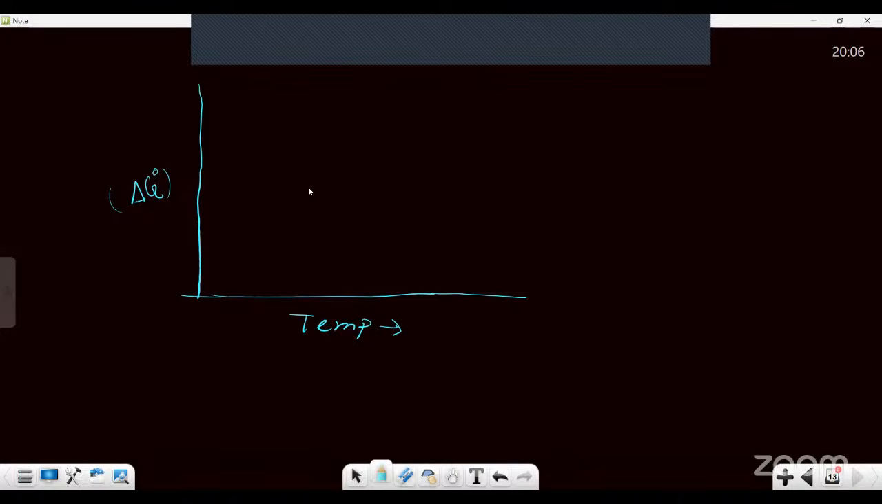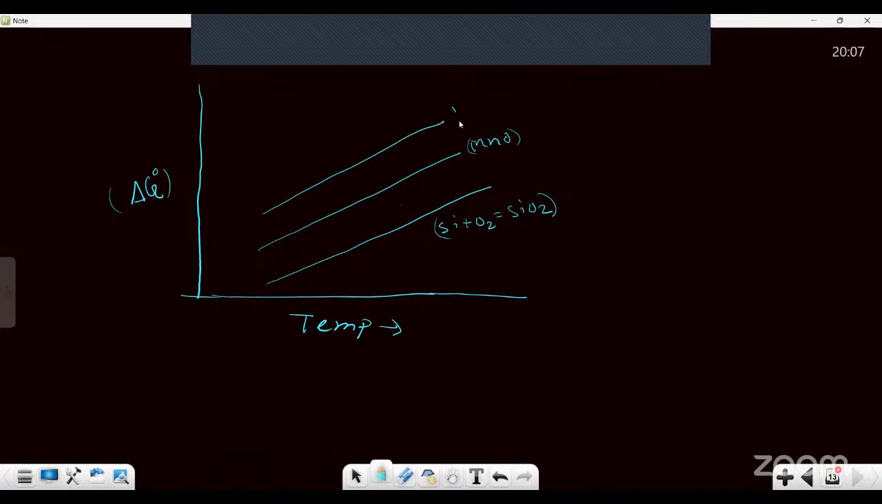If you draw this Ellingham diagram, for example, the line for silicon, Si plus O2 getting converted to SiO2, this is the silica line. After that, we have manganese, so this is the MnO line, followed by the phosphorus line for P2O5. Likewise, we have the iron line for FeO, something like this. So these are the lines.